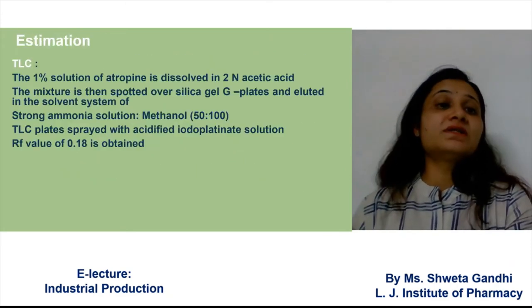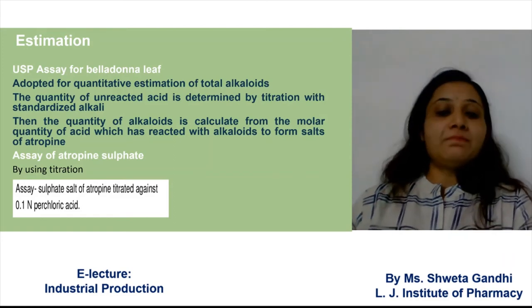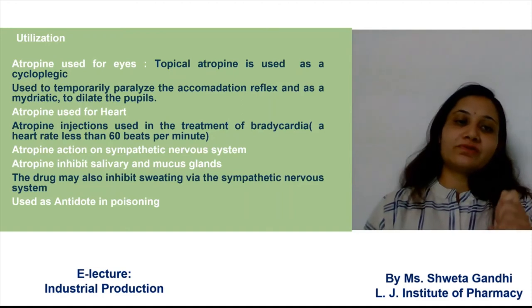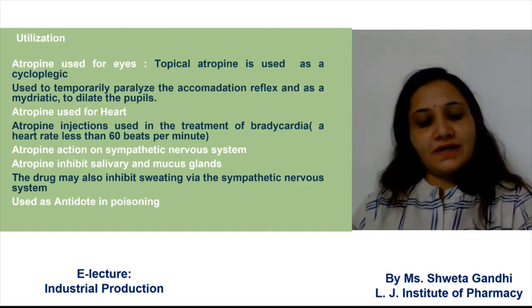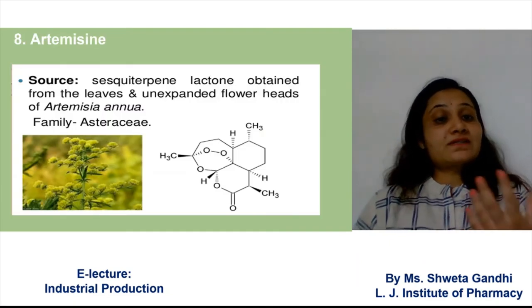Then comes the estimation by TLC; the USP method is also there. By titration, we can also estimate. And for utilization, it is used for the treatment of the eyes and heart, and it is also used as an antidote in poisoning. Now, next comes Artemisinin.